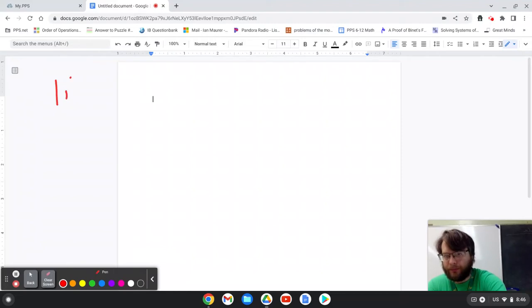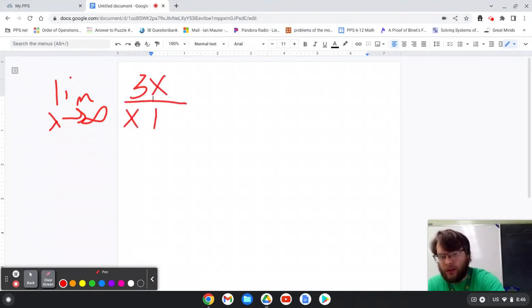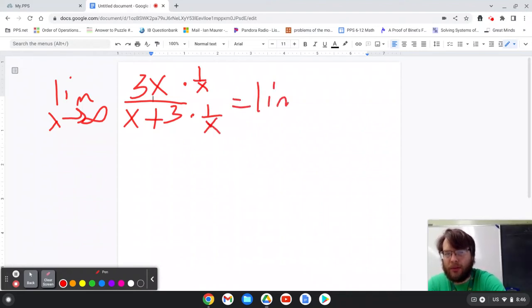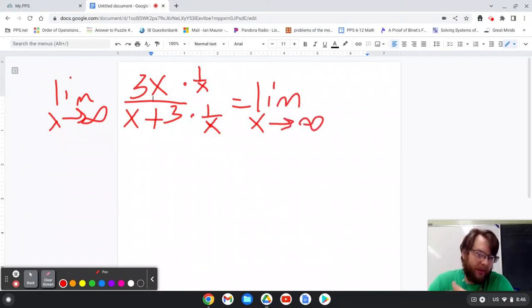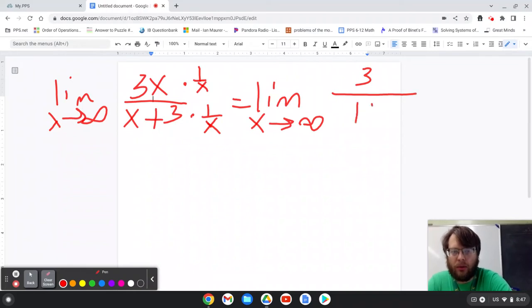If we're looking at the limit as x approaches infinity of 3x over x plus 3, what I can do is multiply the top by 1 over x, multiply the bottom by 1 over x, and then the top becomes... I'm allowed to do that because x is not equal to 0. x is approaching infinity, so I'm not running into any discontinuities. So I get 3 over 1 plus 3 over x.